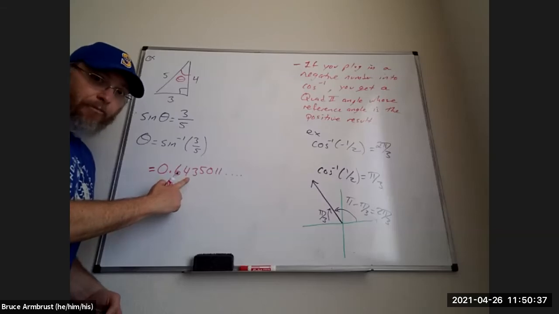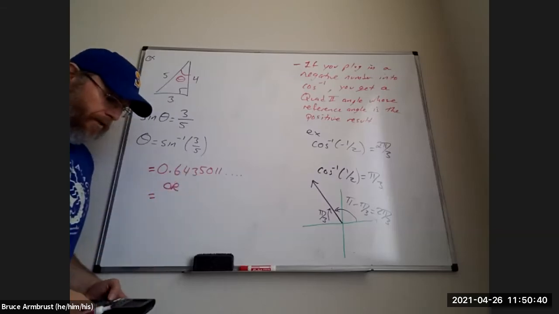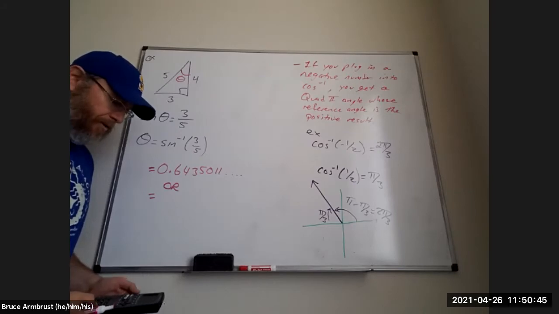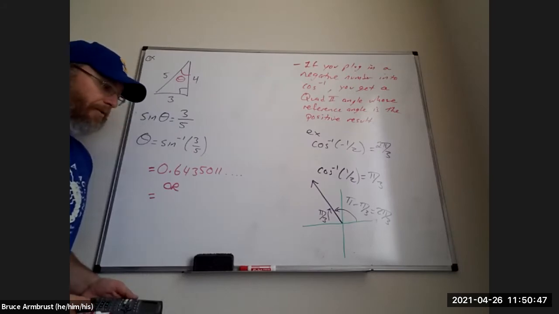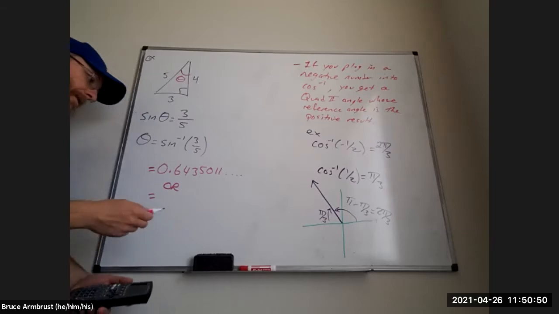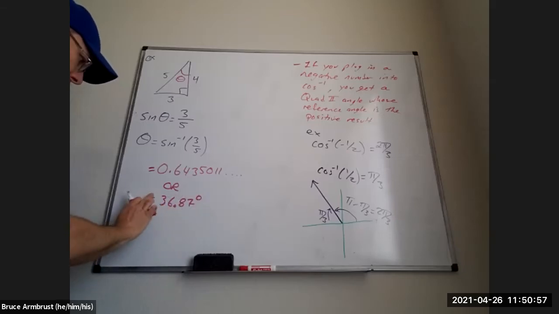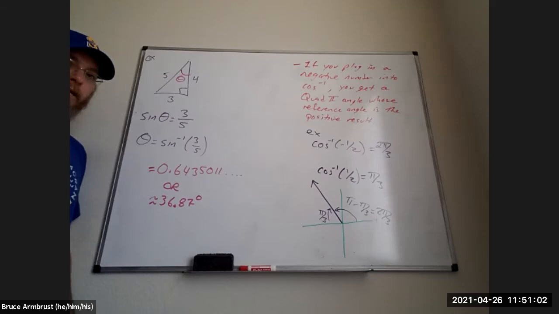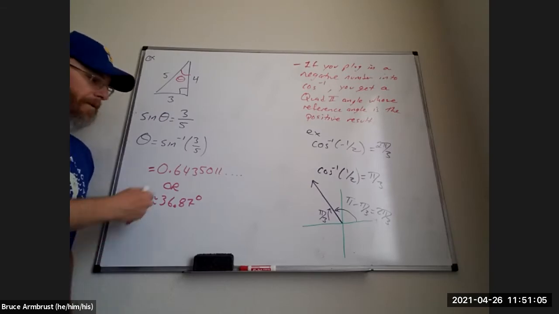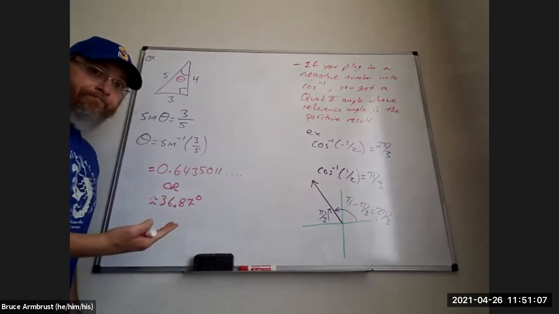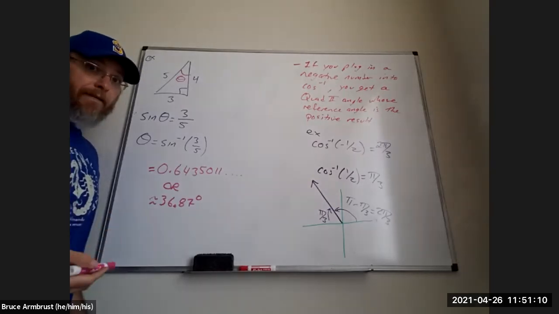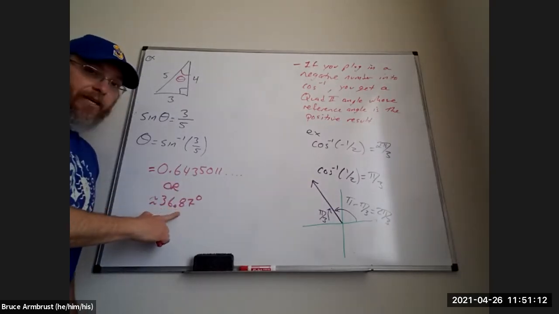If I wanted it in degrees, obviously I could take that radian and multiply by 180 over pi, right? Or you can make sure that you're in degree mode. So use your calculator or whatever way to change it to degree mode. And in degrees, we get 36 point, I'm going to round it to the nearest hundredth. It's 36.87 degrees. Okay, so both of these answers are fine. They're both correct. One's in radians and one is in degrees.